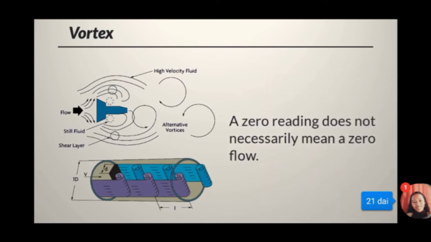The flow must be turbulent, so a zero reading on a vortex meter doesn't necessarily mean zero flow.